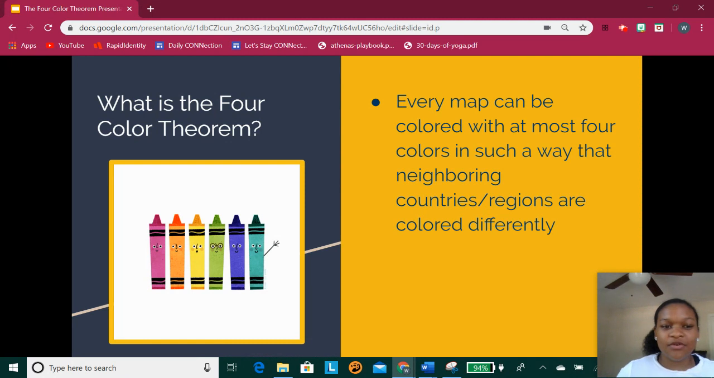So what is the four-color theorem? Well, it's stated very blandly, but straightforward. Every map can be colored with at most 4 colors in such a way that neighboring countries or regions are colored differently. That is the four-color theorem. So let's dig deeper into that.